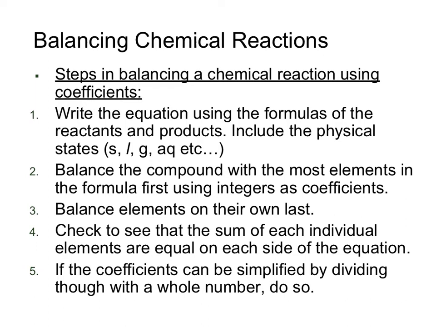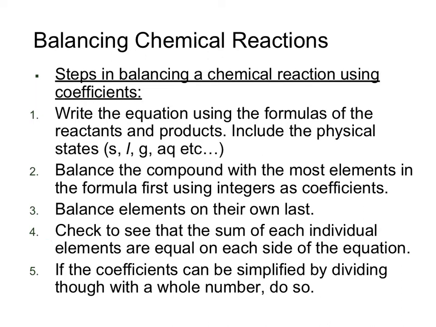These are all of our formal steps in writing a complete balanced chemical equation. First, we'll write the equation using the formulas of our reactants and products. To do that, we will follow the rules that we learned in the last unit. We often want to include the physical states as well: solid, liquid, gas, aqueous, etc. We will then balance the compound with the most elements in the formula first, using our integers as coefficients. We quite often want to save elements on their own for last, like we did with oxygen in the last example. And then we check our answers.